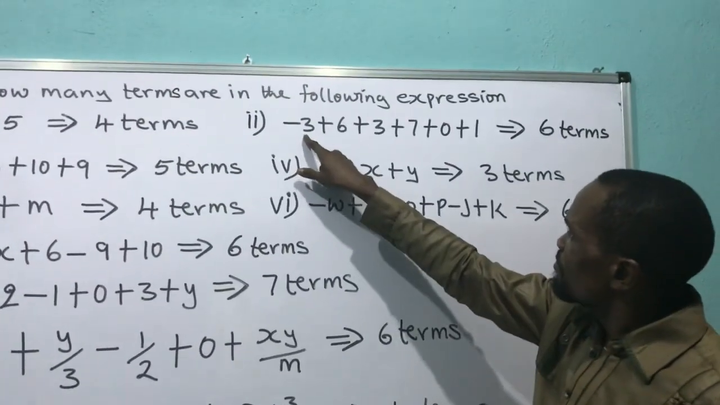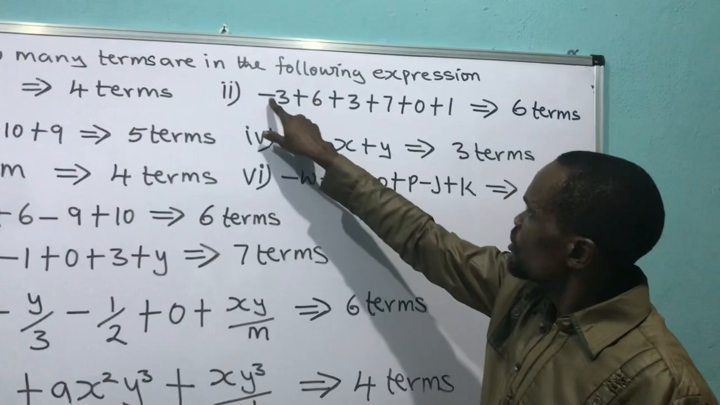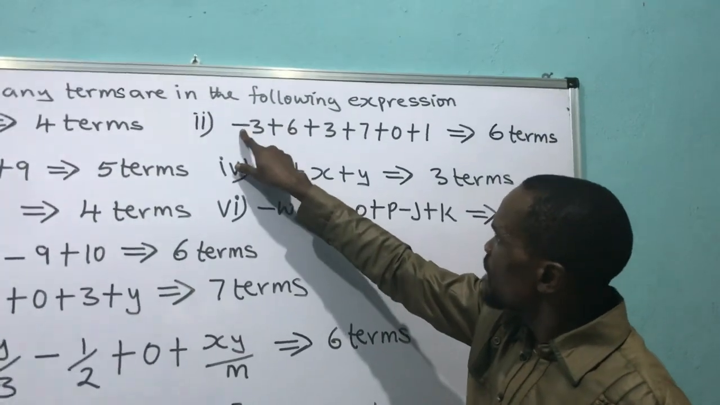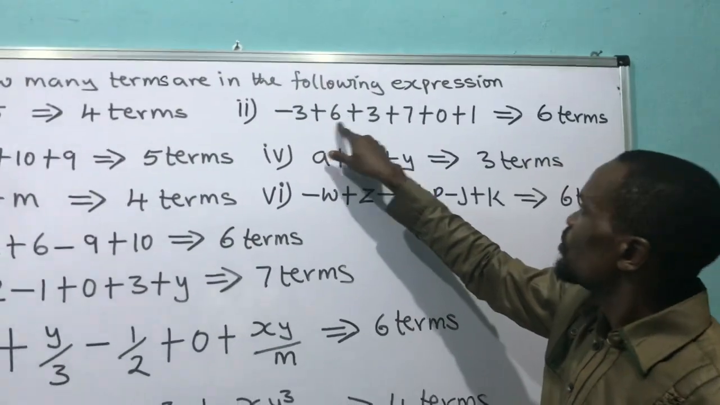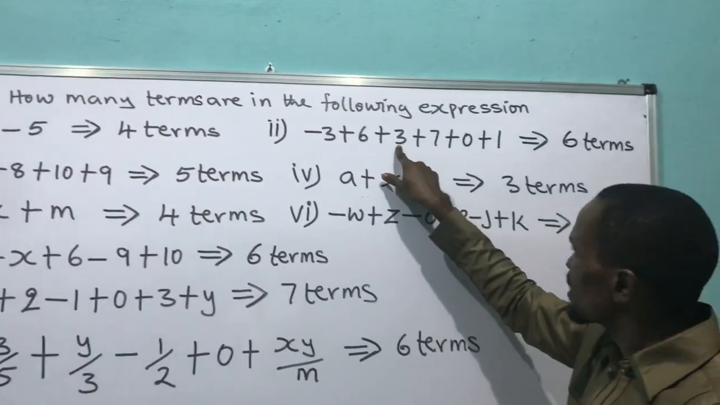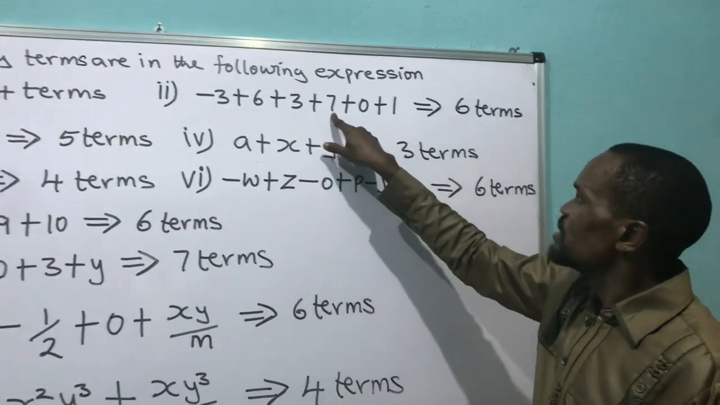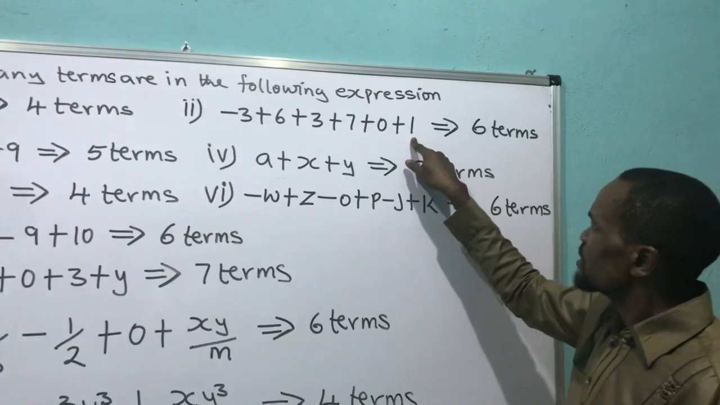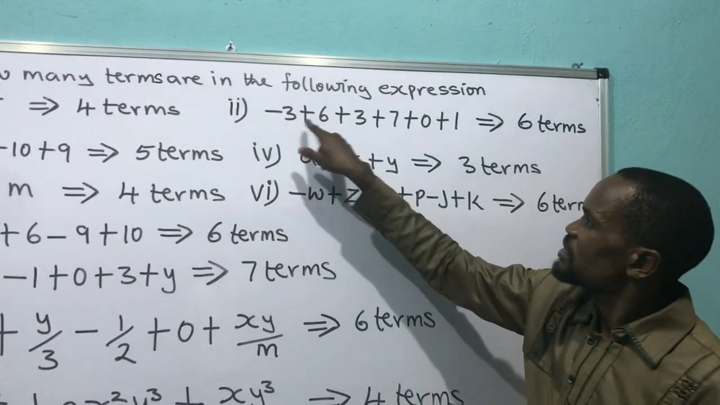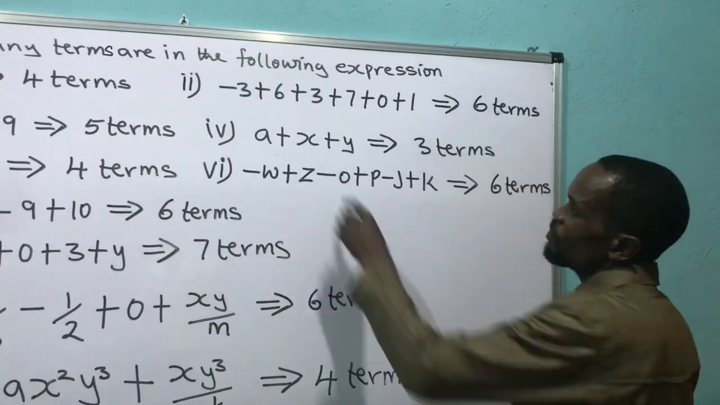Minus 3 is a term. Plus 6: the owner of this plus is 6. The owner of this minus is 3. Minus 3 is a term. Plus 6 is a term. Plus 3 is a term. The owner of this plus is 3. Plus 7 is a term. Plus 0 is a term. Plus 1 is a term. That means they are what? Terms.